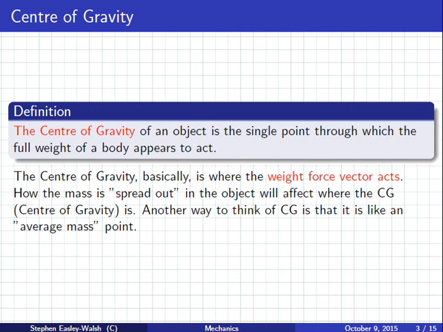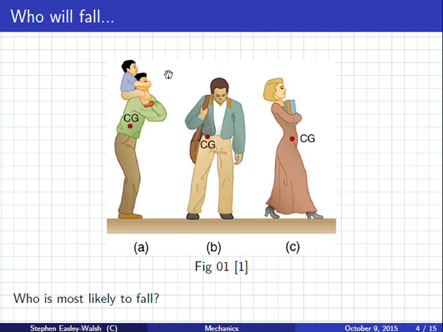Alright, continue. So, here's some examples. The father with the child on his shoulders, his center of gravity is higher because he has more mass up the top. Yeah? You don't need to draw this, but you at least need to look at this, Amanda. Why is his center of gravity to the left now? Because his bag is pulling his centre of gravity to the left. And why is her centre of gravity pushed forward a bit? Well, because she's leaning backwards and she has books forwards. So her centre of gravity is pushed forward a bit.